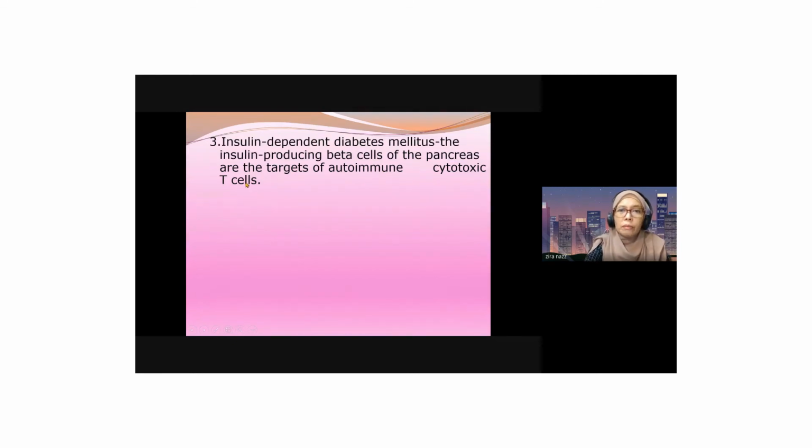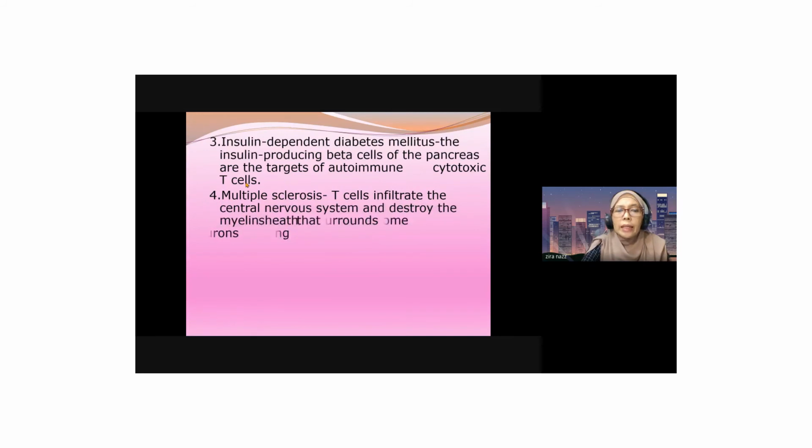It means the self-antigen in your body, the molecules in your body, trigger the cytotoxic T cells in your own body to act straight away on the beta cells of the pancreas. So when it acts on the beta cells of the pancreas, the insulin production is affected. So that causes insulin-dependent diabetes mellitus.